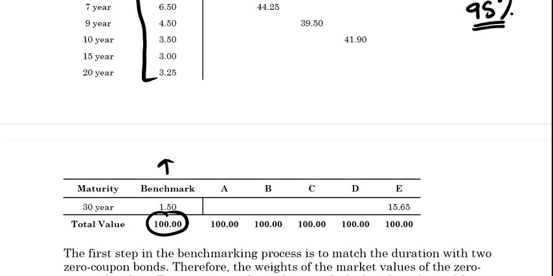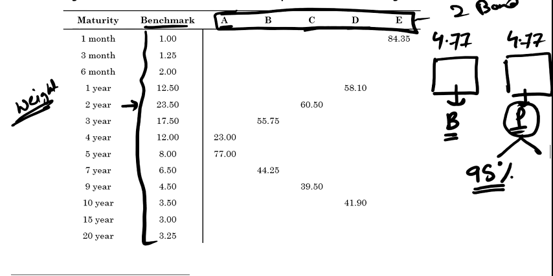That is also the right way, because we have only 100, so it can be a percentage as well, or it can be the weights as well. Clear? Means out of $100 million, 23.50 is invested in the 2-year bond and 8 is invested in the 5-year bond. So this is the benchmark.